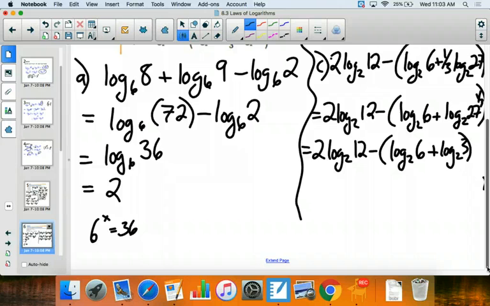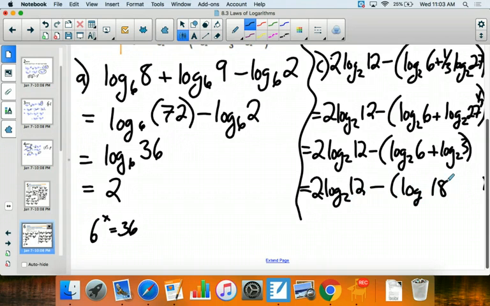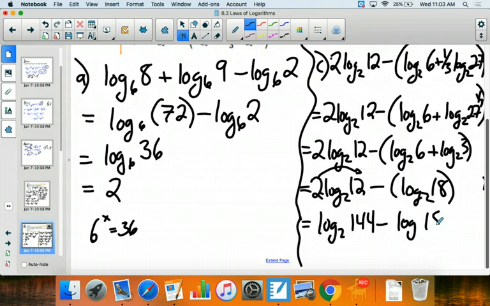Right? So then, again, now we can evaluate what's there inside those brackets. We're adding logarithms, so what do we do with the arguments? We multiply them. So we have this 2 log 12 base 2 minus log 18 base 2. Right? Now we can divide them, but before I do that, I am going to apply that power law again and put that 2 as an exponent there with the 12. So really, this is going to be log 144 base 2 minus log 18 base 2.